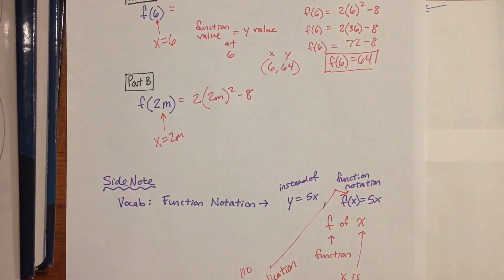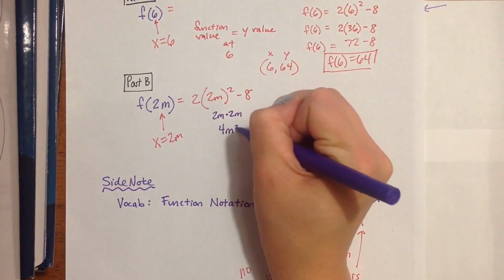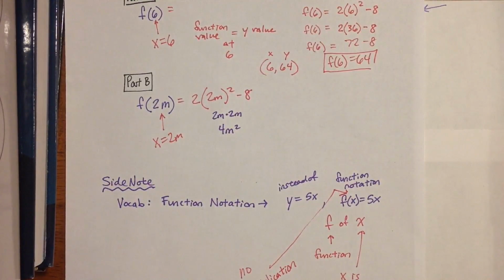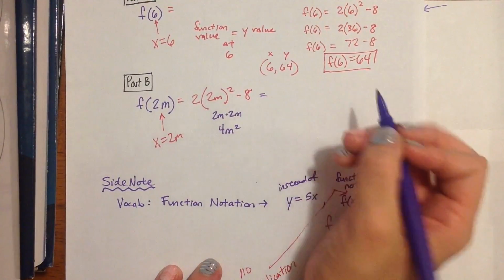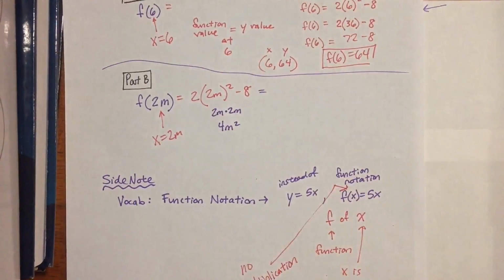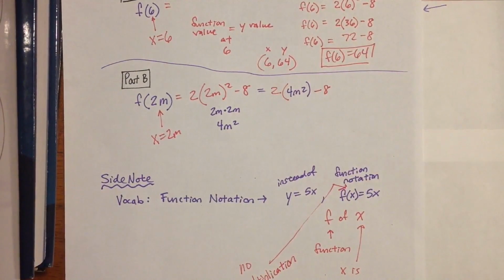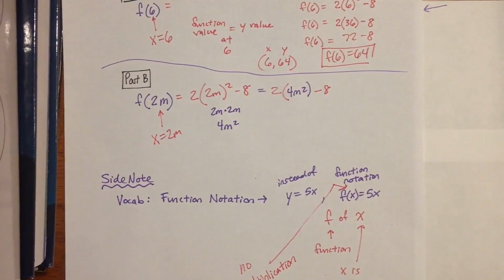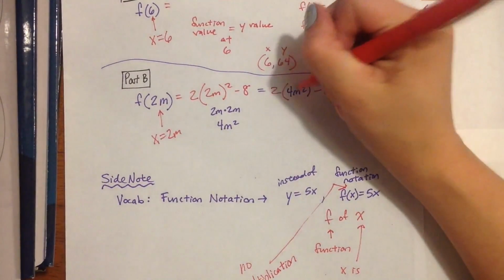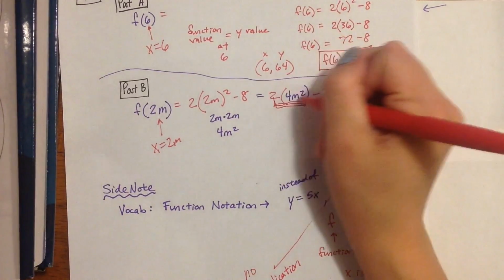Order of operations, I need to do the exponents first. Notice what's happening here. Let me use another color real quick. This is 2m multiplied by 2m, which is 4m squared. So I'm going to go sideways on this one. I'm going to draw a squiggle so we keep it separated. I have 2 times 4m squared minus 8. Okay? Then I'm going to multiply this 2 and this 4m there. So I have 8m squared.